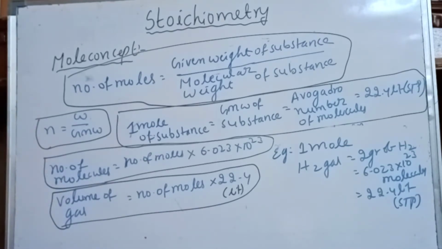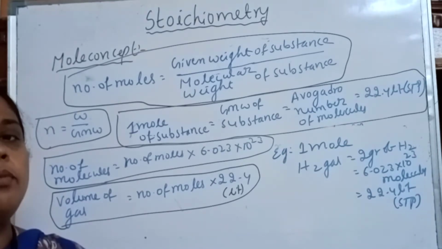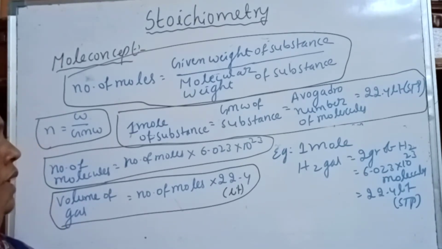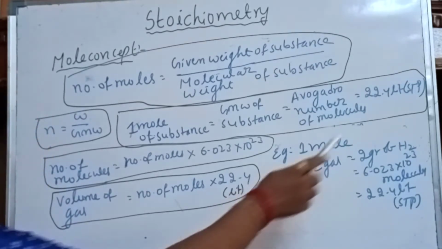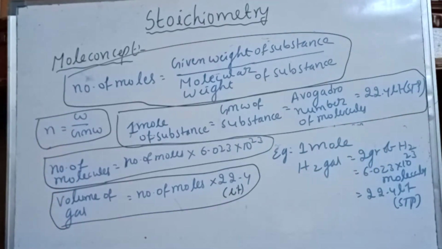1 mole of any substance is equal to its gram molecular weight, which is equal to Avogadro number of molecules, which is equal to 22.4 liters at STP. Only at STP condition. So for calculation, by using this formula we can calculate the number of moles, number of molecules, and volume of gas directly. You have to remember this equation. By knowing these formulas, we can simply solve directly.